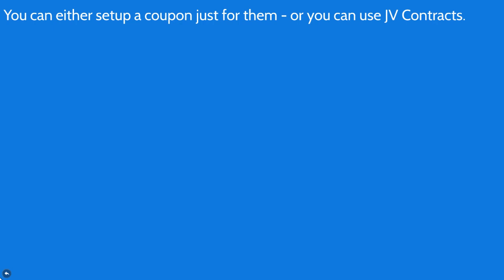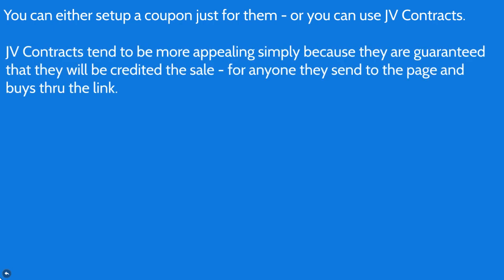So when you do this, you will need to set up a JV contract. And I'll show you how to do that, assuming that you know how to duplicate your funnel pages. It's simply just duplicate them. The only thing that needs to change is you need to set up a JV contract to do that. So JV contracts tend to be a little bit more appealing, especially to big list owners, simply because they are guaranteed that they will be credited the sale for anyone they send to a page or buys through that link.